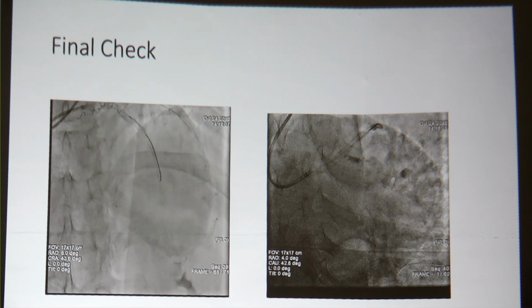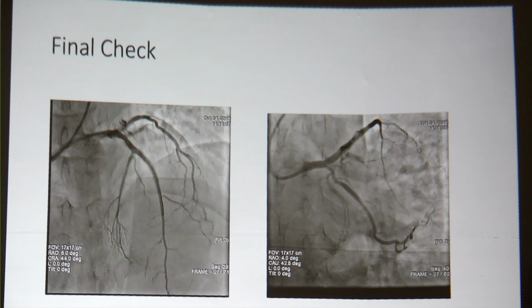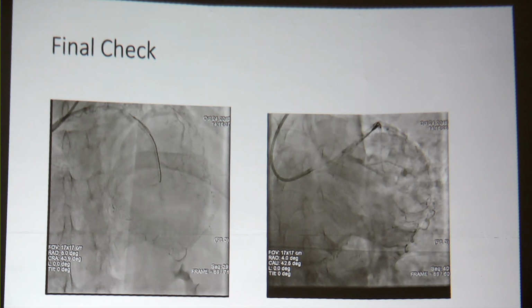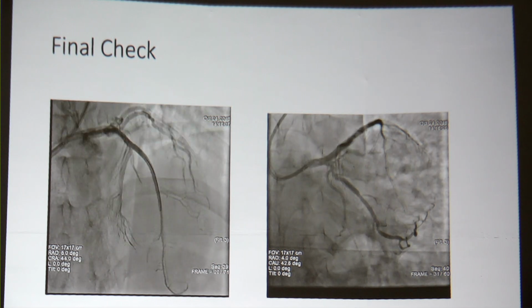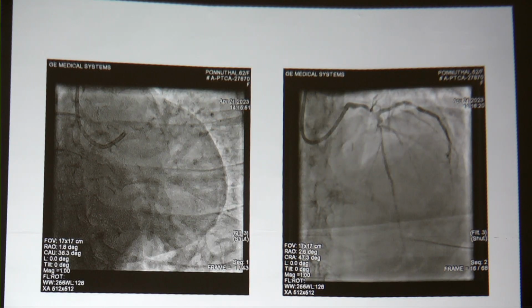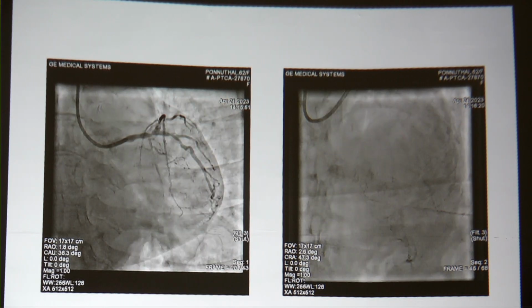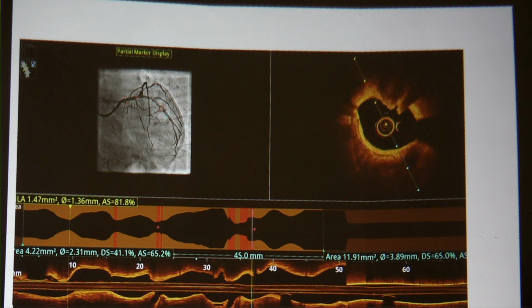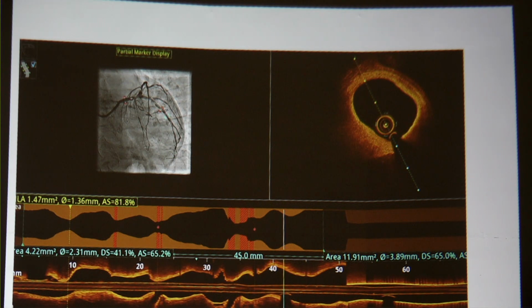Angiographically, you cannot make this out. Malapposition, you cannot make out. Everything looks good here, but in OCT, it clearly shows there's a nodule which has not been treated. In an acute MI, this is probably something I'll show you. Probably I will exceed 1 or 2 minutes, so you'll have to bear with me.